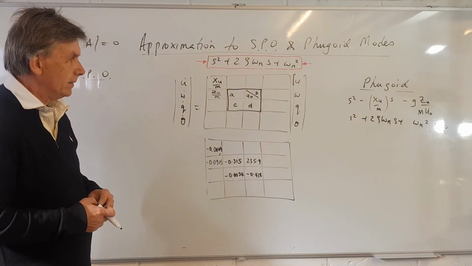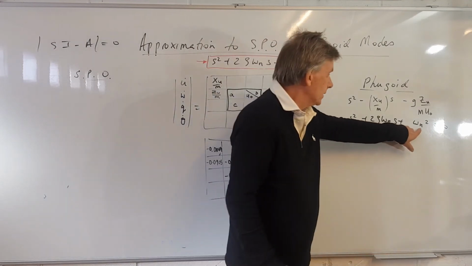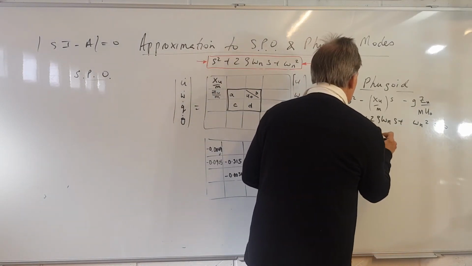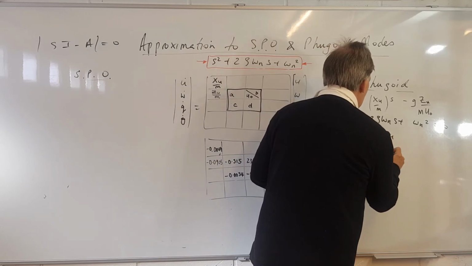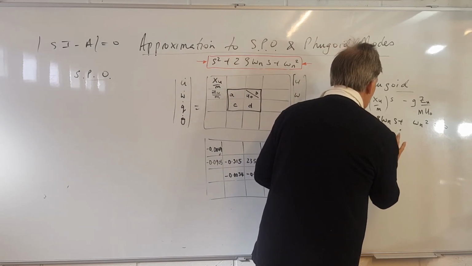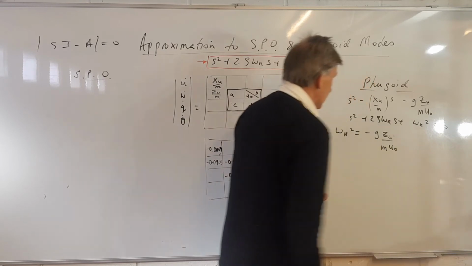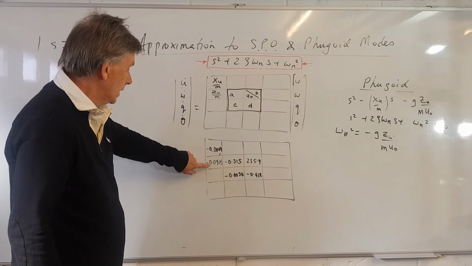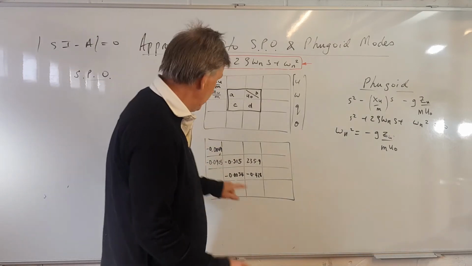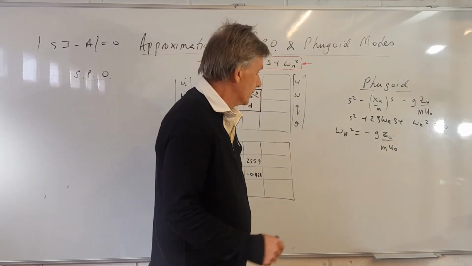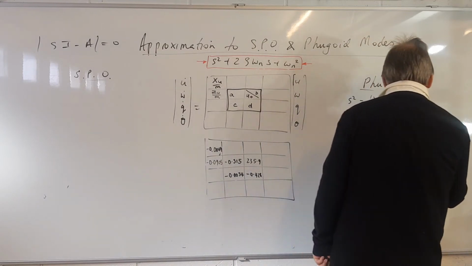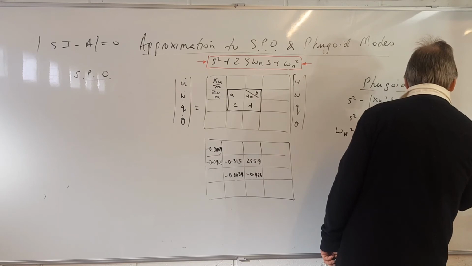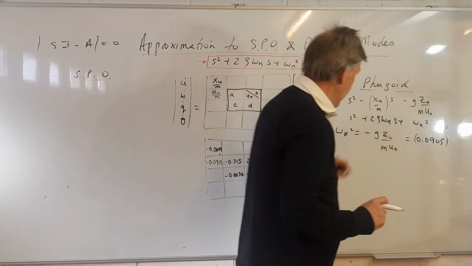So next thing we can do, we can go for the omega n term. So you know that omega n squared is minus g zu over m u0. Now zu over m is this term here, which is going to be minus 0.0905. So the minus times the minus gives us a plus. So it's going to give us 0.0905. That's that zu over m.